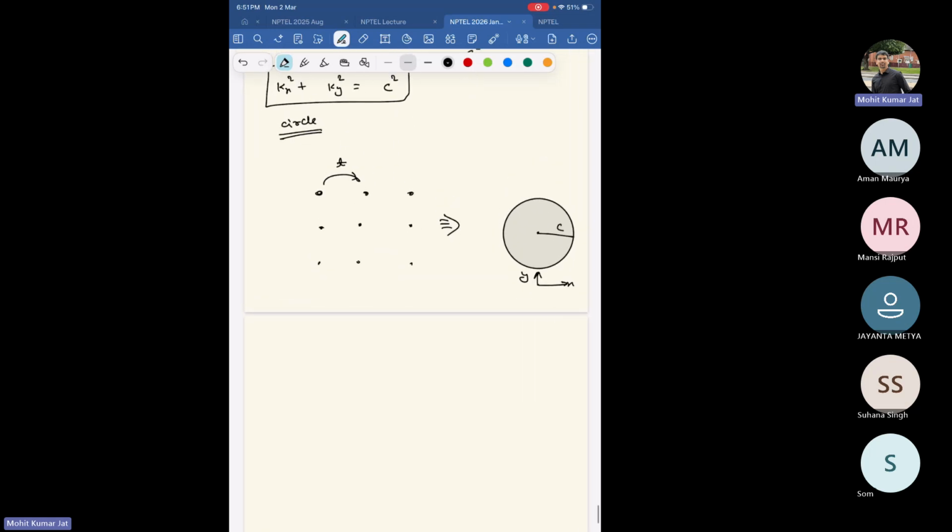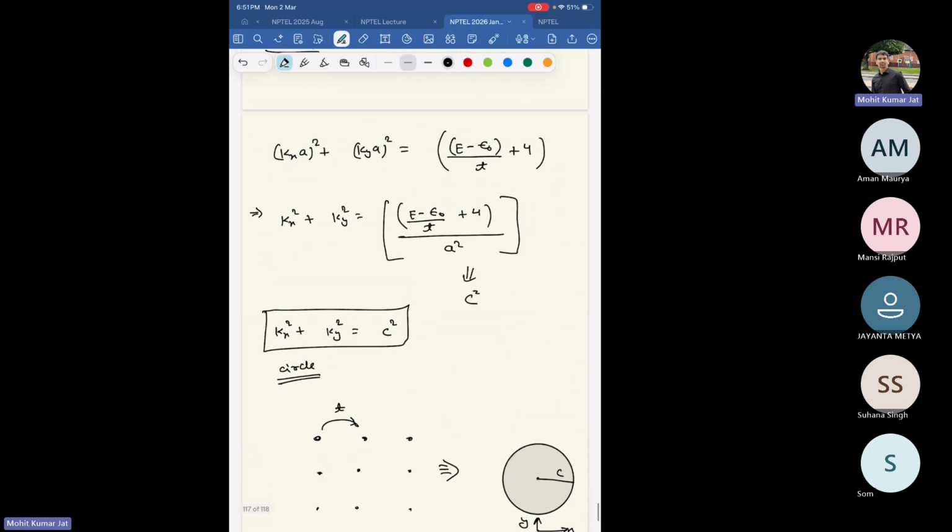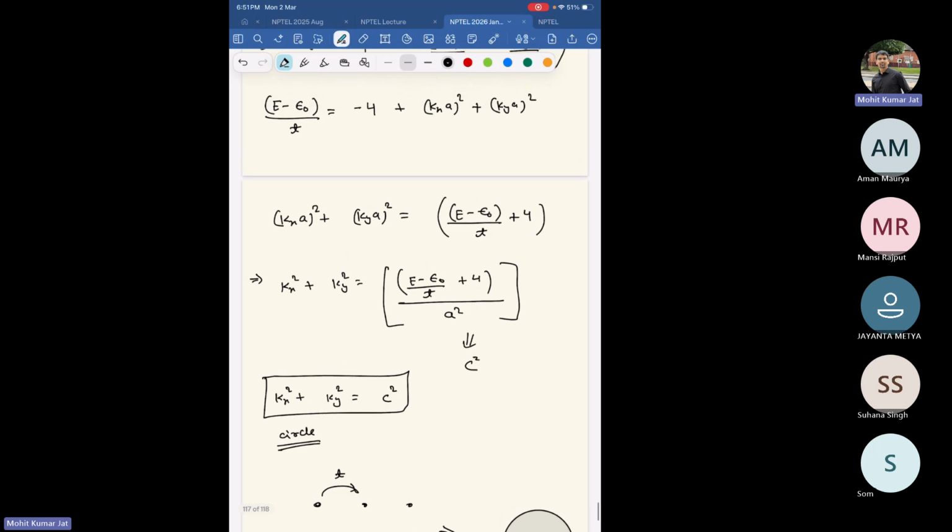Is there any doubt or question on this one? Generally, when we see in Fourier space for a square lattice, the Brillouin zone is square. But here we look at the energy dispersion relation, how the energy is scaling as a function of kx and ky, and we see that the surface it contours is a circle, and not a square.